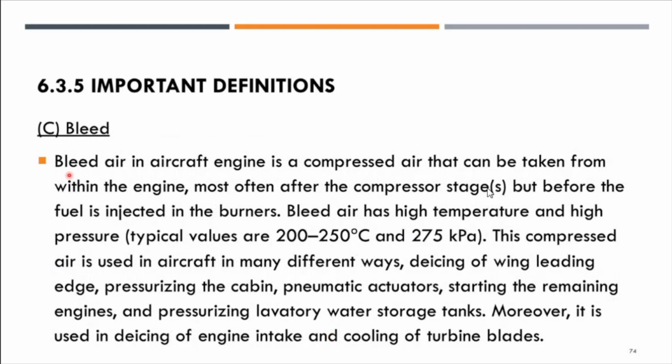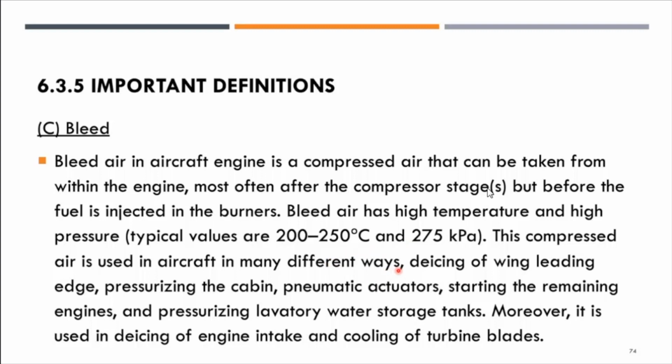The next one is bleed. What is bleed air? Bleed air in aircraft engine is a compressed air that can be taken from within the engine. Normally, it is coming from the compressor stages, but before the fuel is injected in the burner. Bleed air has high temperature and high pressure, typically around 200 to 250 degrees Celsius with the pressure of 275 kilopascal. This compressed air is used in aircraft in many different ways.